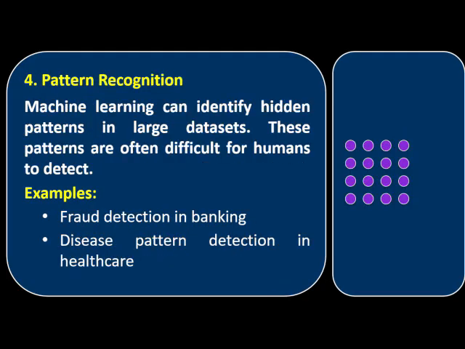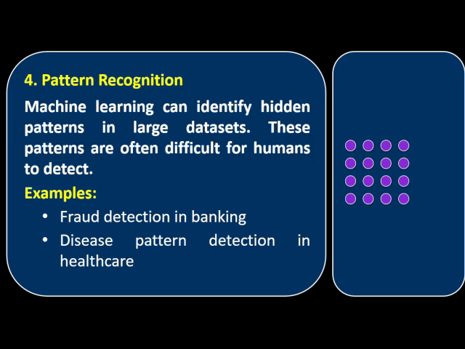So the next one is pattern recognition. Machine learning can identify hidden patterns in large data sets. These patterns are often difficult for humans to detect. Examples, fraud detection in banking transactions, disease pattern detection in healthcare.